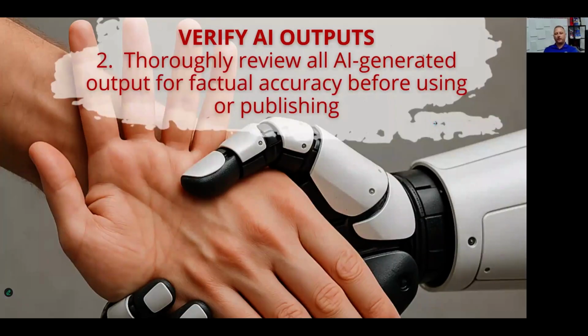All right. Verify AI outputs. Thoroughly review all AI generated output for factual accuracy before using it publicly or publishing. As you can see in this photo right here, which I created with AI, it's getting better because I actually had to force it to make this picture. It used to be that if you made a picture of a person, you'd have to check and count how many fingers they have, because all of a sudden you notice they have 6 fingers instead of the 5 they're supposed to have. And I had to force it to make this one to show what I'm talking about. So our AI is getting better, but please make sure you're checking it.